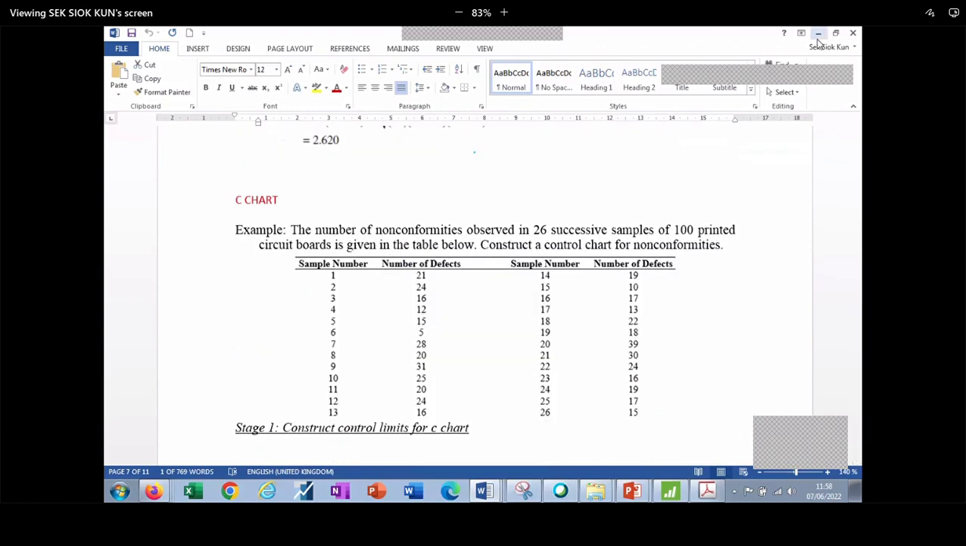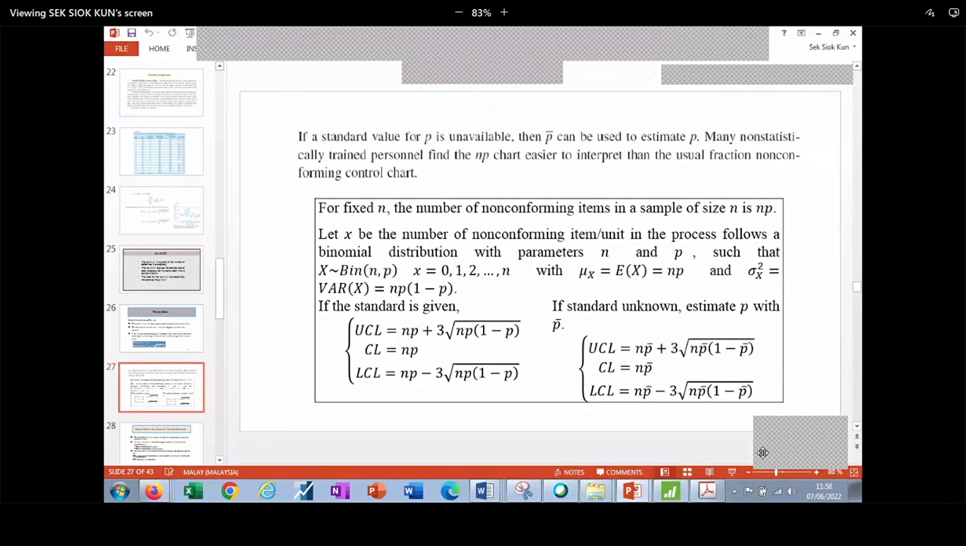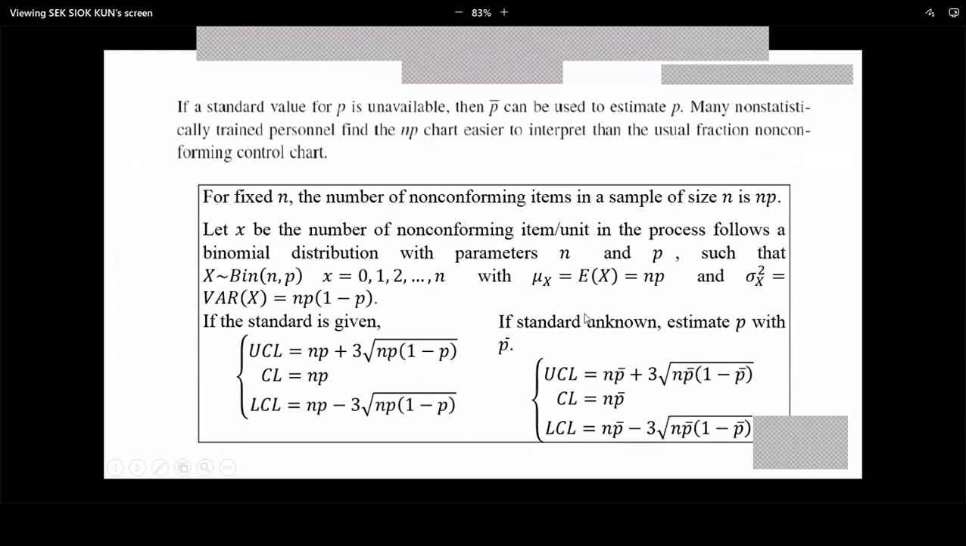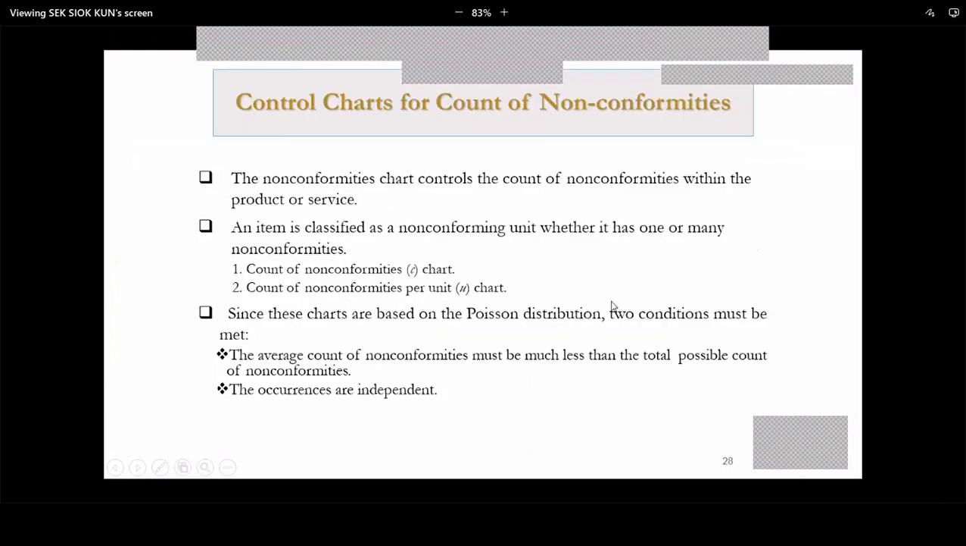Okay, next we will move on with the C chart, for count of non-conformity, so the non-conformities chart. Just now, P and NP were non-conforming charts. Now we move on to non-conformity, which follows the Poisson distribution. The non-conformity chart controls the count or the number of non-conformities within the product or service.